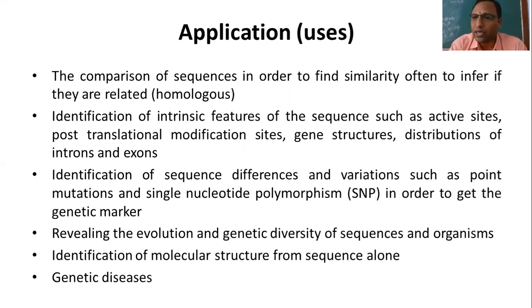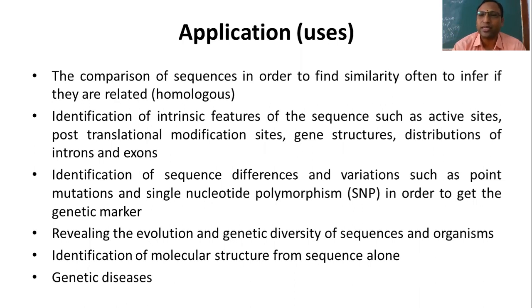Basically, the study related to the SNP, that is the single nucleotide polymorphism, is very much useful for animal biotechnology as well as in plant biotechnology, and for analyzing the drug discovery aspects, so that we know how much the difference has occurred in their structure, in their morphological features by the mutational aspects. Then revealing the evolution and the genetic diversity of the sequences and the organism. So how much the similarity is there, how much the deviation is there, that we can identify.